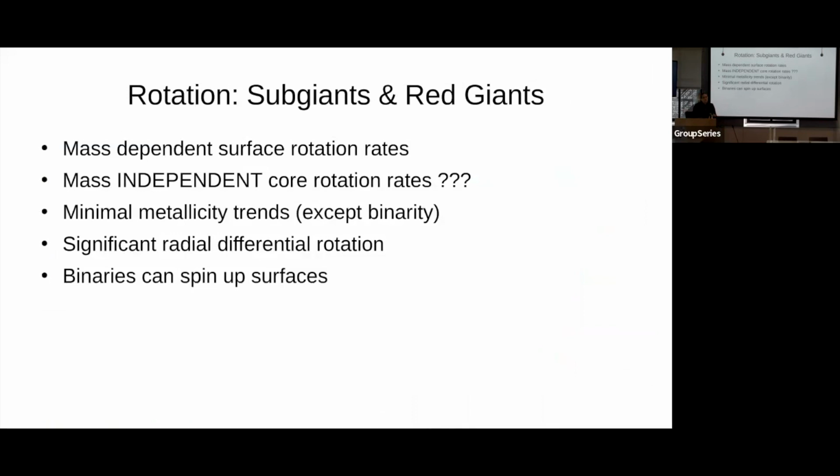We haven't found too many strong metallicity trends, except for some trends between the amount of binaries and the metallicities of the stars. But we do see significant radial differential rotation, and we know that binaries can spin up the surfaces of these stars.